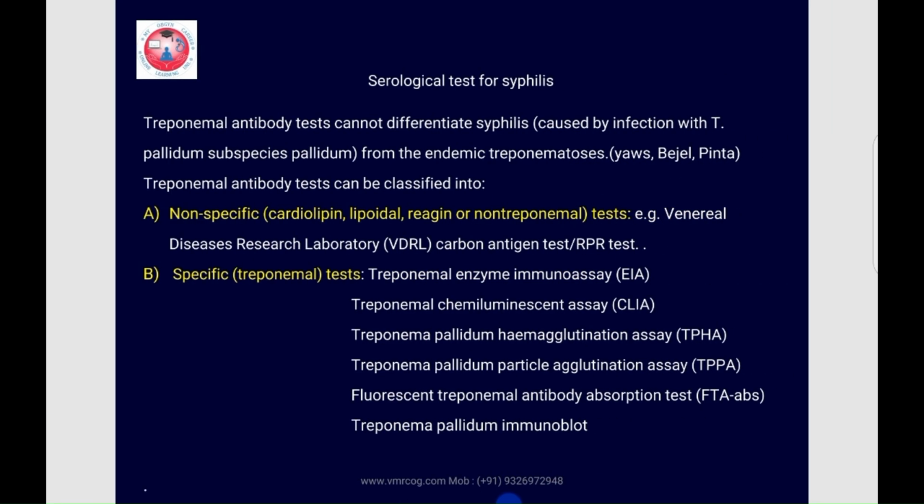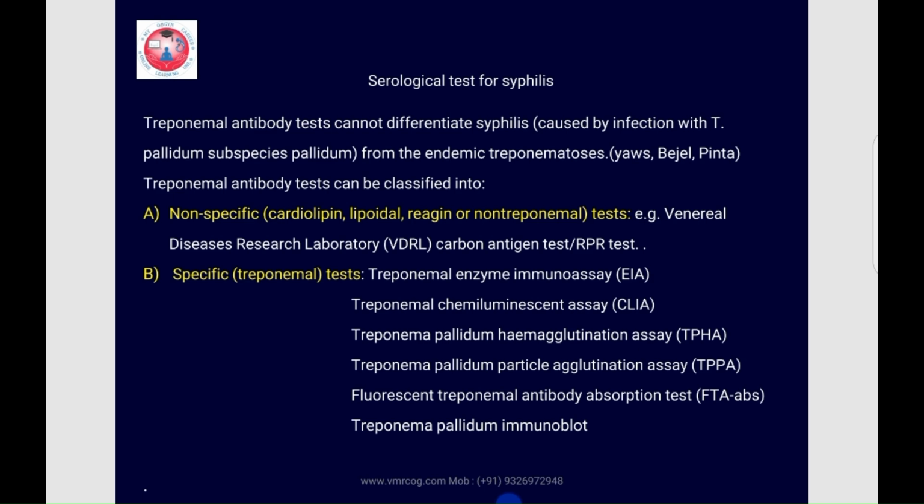Now coming to the serological tests. Serological tests are also very important from the examination point of view. So please concentrate on these particular figures. We'll enumerate the various tests which are available. Then we will see what the SOPs are, and how these tests are used for the diagnosis of syphilis. So first we'll go through the different tests which are available.